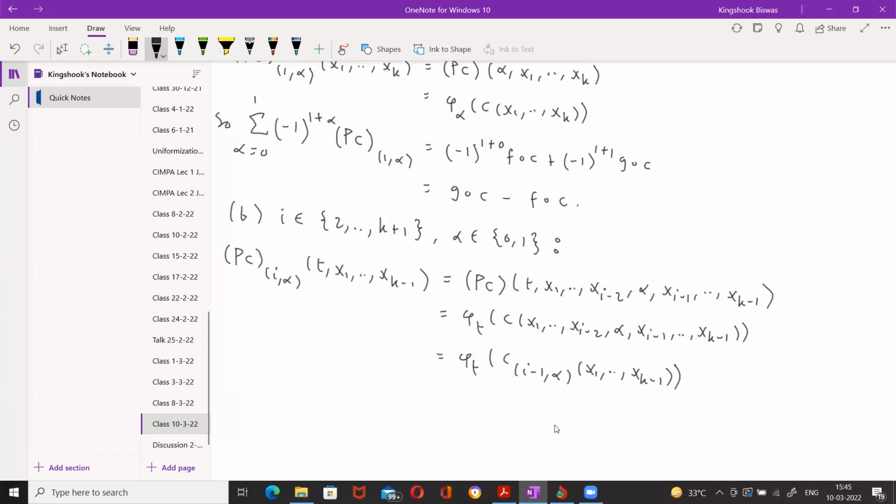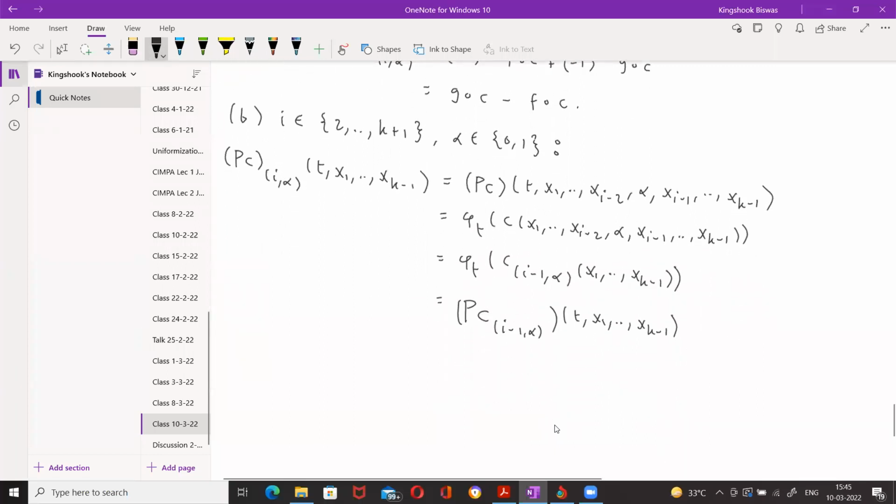Okay, so what is this? This is P, the prism operator, applied to C i minus 1 alpha. So this is PC i minus 1 alpha of t comma x1 to x k minus 1, right? So this PC i alpha face is P applied to the C i minus 1 alpha face of C. Is this clear?